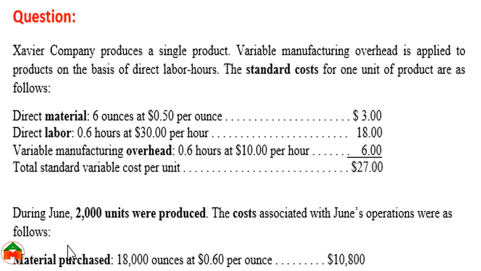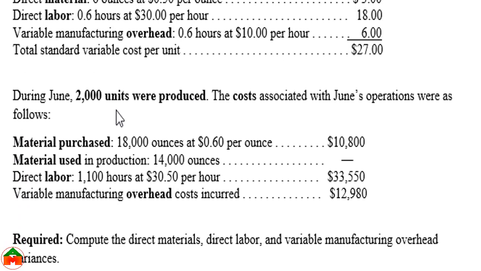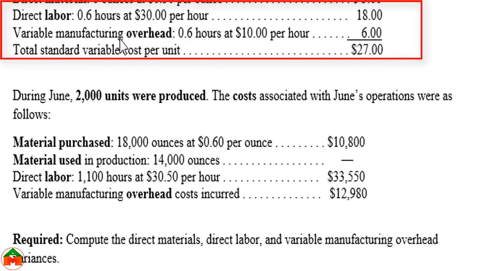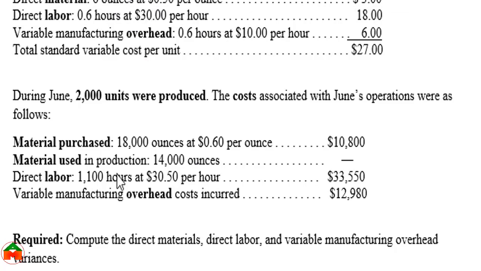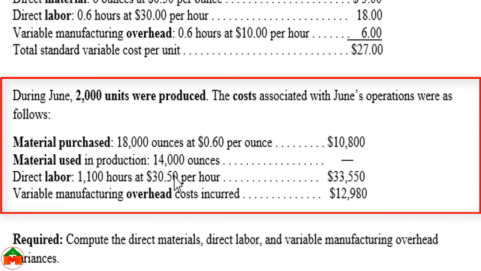On the other hand, during June 2000 units were produced. The costs associated with June's operations were as follows. These are the costs for actual production. Again, the amounts of cost, quantity, rate or price given earlier were for standard, but here the quantity, price, or rate are given for the actual production. Here the actual production is 2000 units. So these cost, price, and rate amounts are for 2000 units, that means these are the amounts for actual activity.